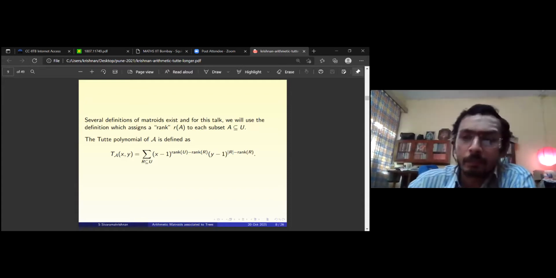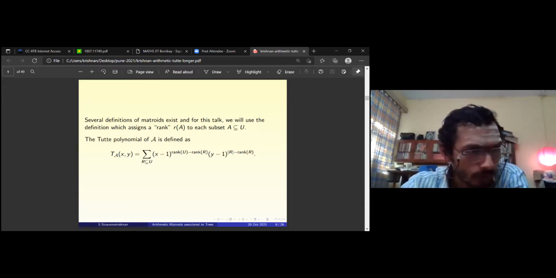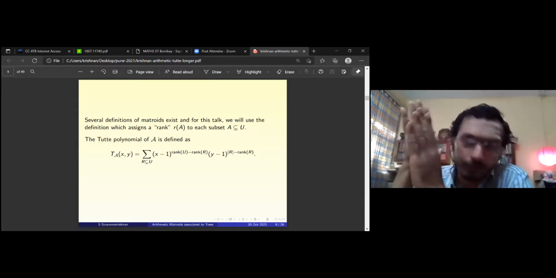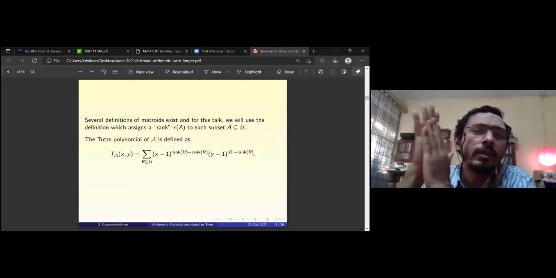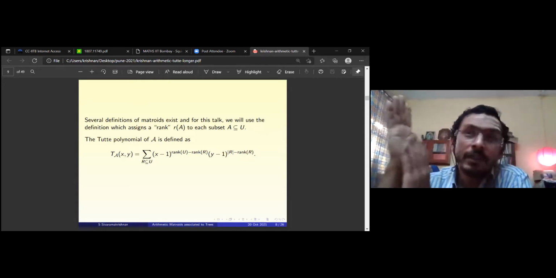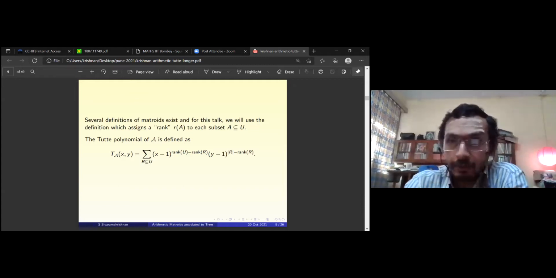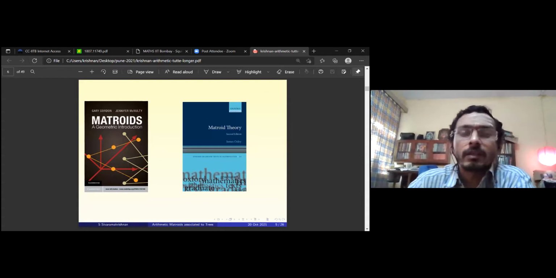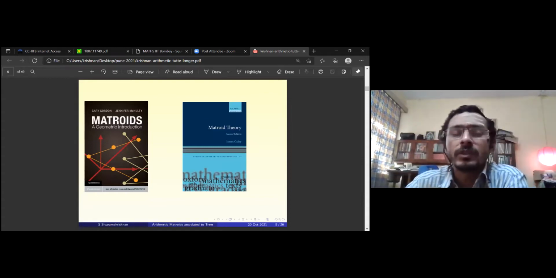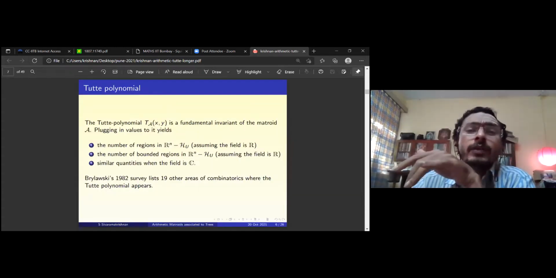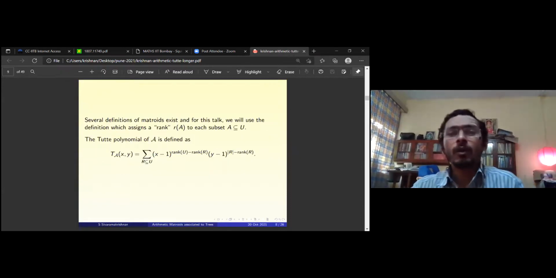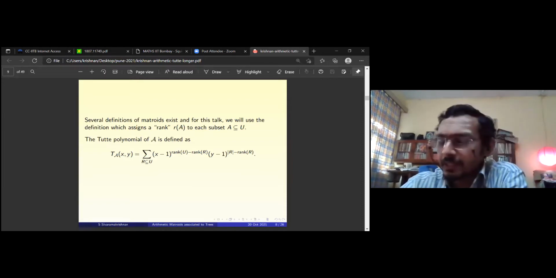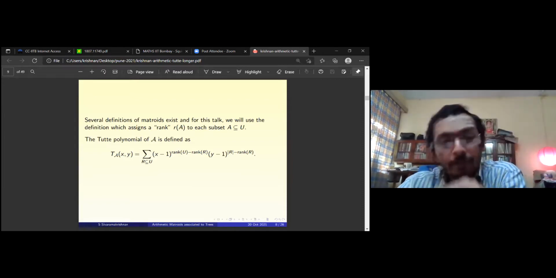So I'm just defining the Tutte polynomial. For those of you who are not familiar with matroid theory, the takeaway is this: if you start with a list of vectors in R^d, you can associate some structure called a matroid, which has a rich theory, and there are books, more than two, but these are two which are good. Then you have this bivariate polynomial called the Tutte polynomial associated to this matroid, which also finds applications in several areas where this matroid features.